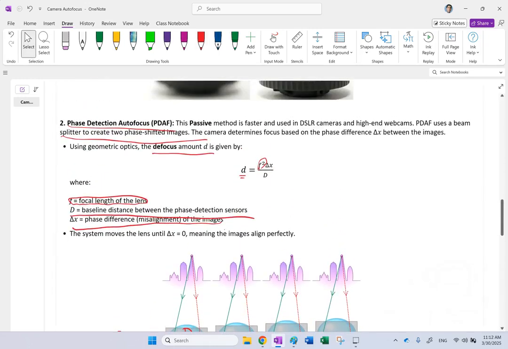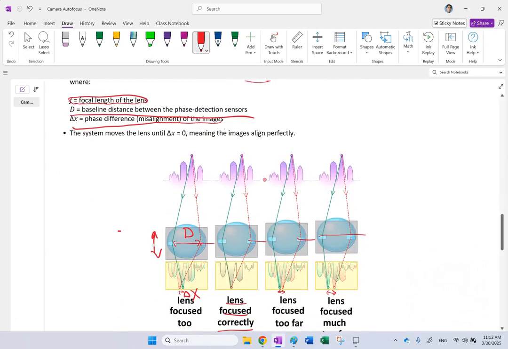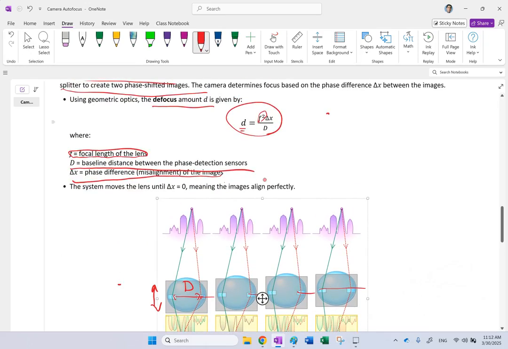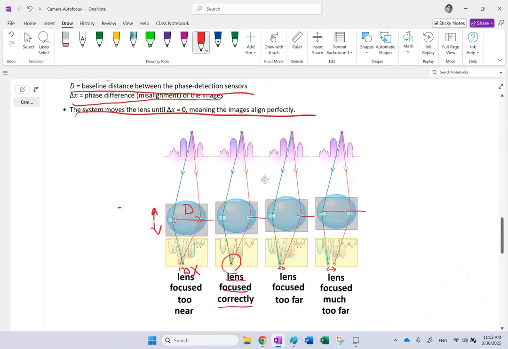And then you define defocus as F squared delta X over D. Of course, the bigger the delta X, linearly proportional to that, the bigger the defocus. And then of course, it's inversely proportional to the baseline and related to focal length squared. So the goal is to change the focal length until this delta X or this D goes to what? Goes to 0, and you get them perfectly on top of each other, perfectly aligned.